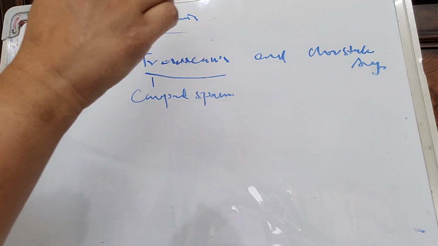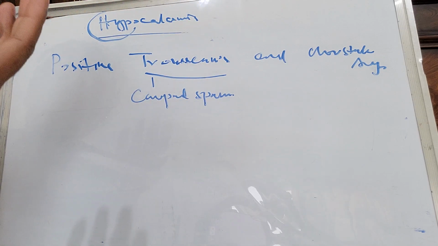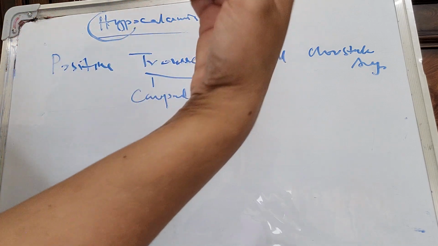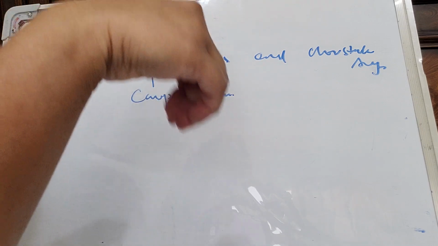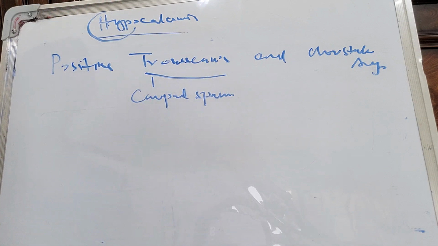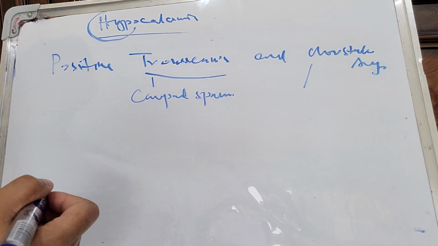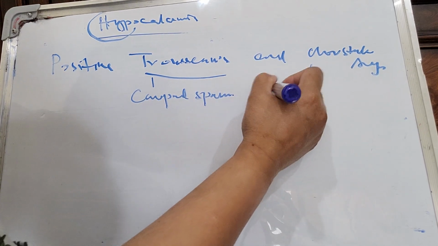If the doctor inflates a blood pressure cuff above the systolic pressure for a few minutes, the patient's hand will be like this. This is the Trousseau sign. And the Chvostek sign is a contraction of facial muscles.